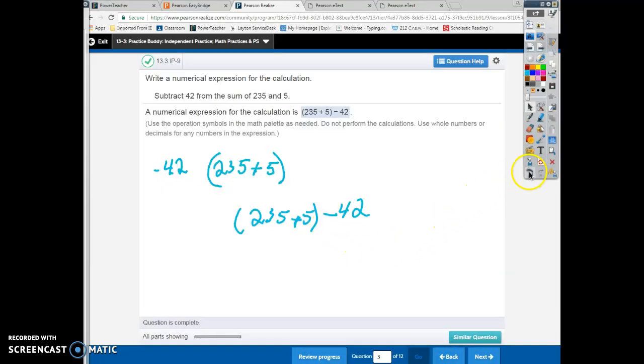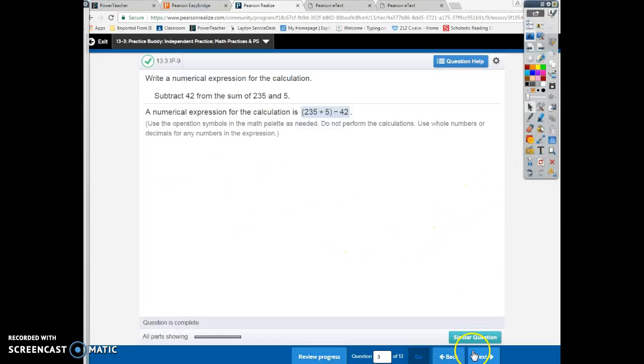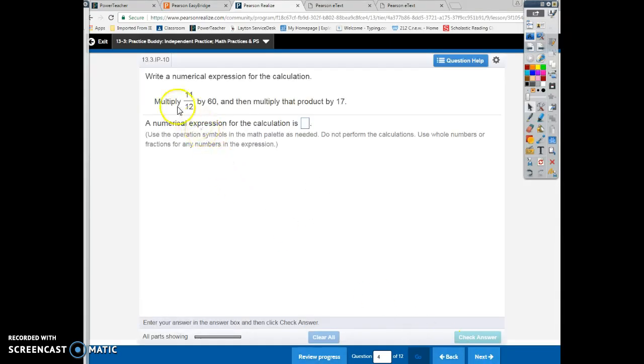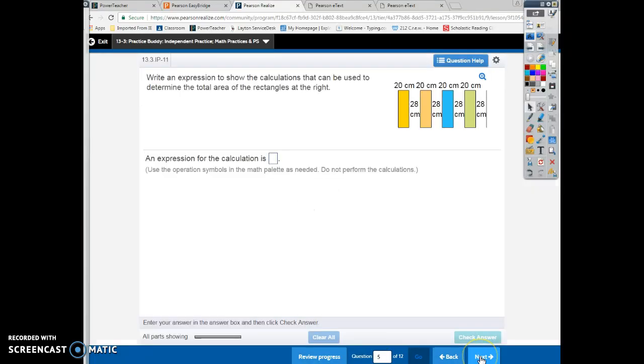Very good. So this is pretty close to what we're going to be doing all day today. You're not really solving anything. When it says just to write a numerical expression, they only want you to use the numerical expression. Matter of fact, it tells you right here, do not perform the calculations. So we can go through here and look, there's ones with fractions. There's going to be ones with decimals. This one has a picture here.